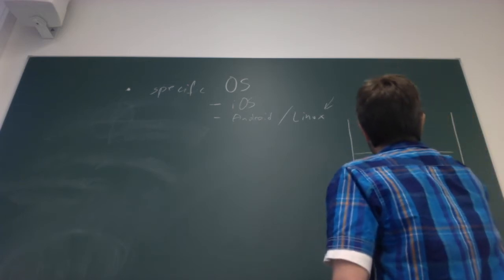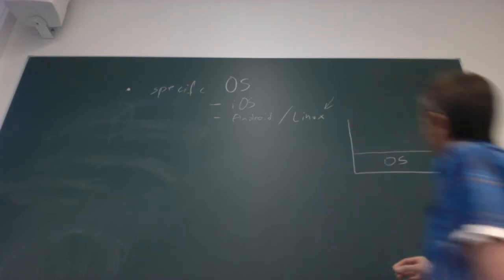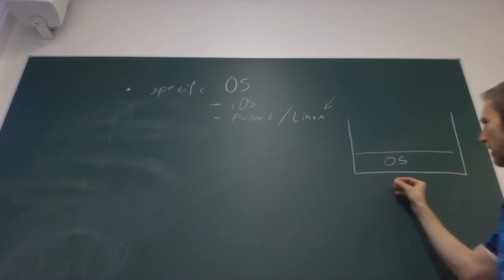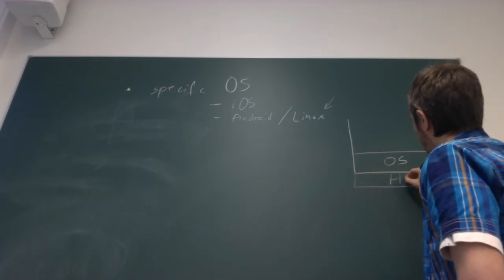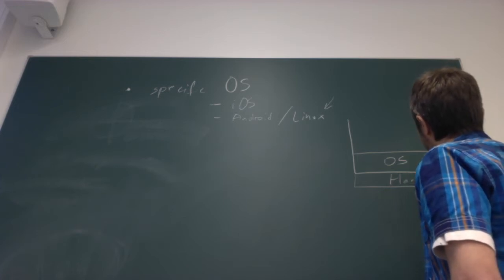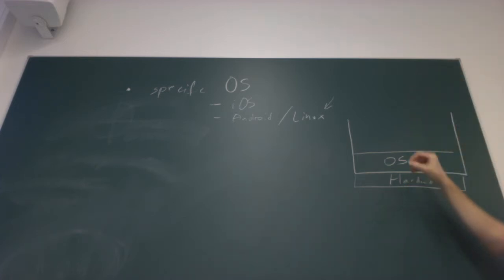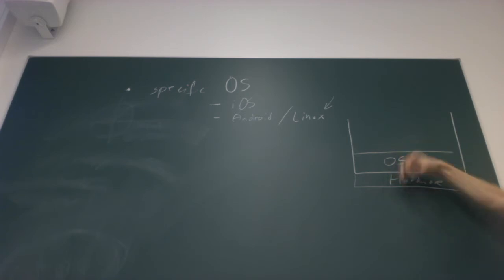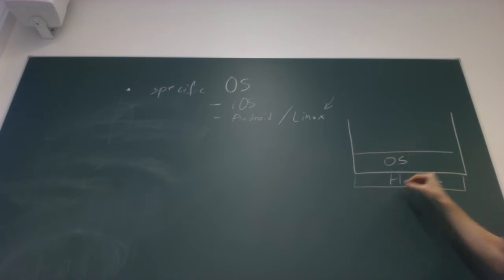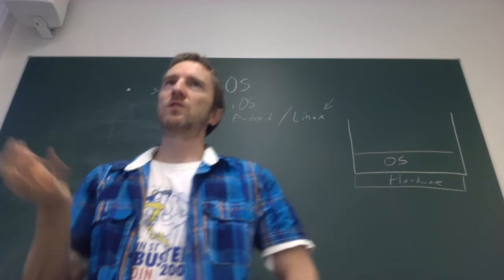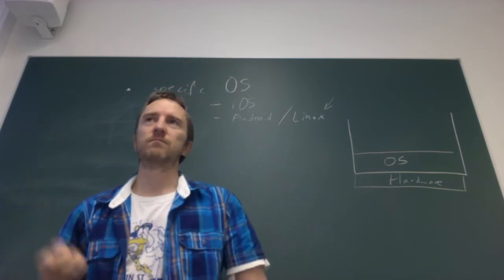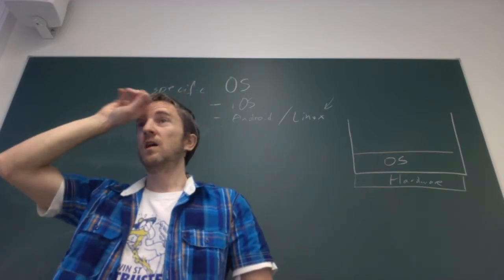But we have kind of a stack. At the bottom we have the operating system, and we have the hardware. The operating system kind of isolates us from the hardware and allows multiple processes to use the hardware. And then on the hardware, we have some unique features as well. So what's kind of unique about the mobile phone's hardware, yeah?